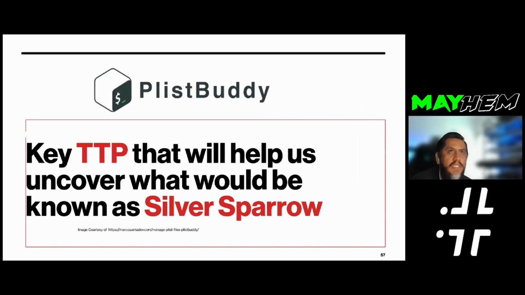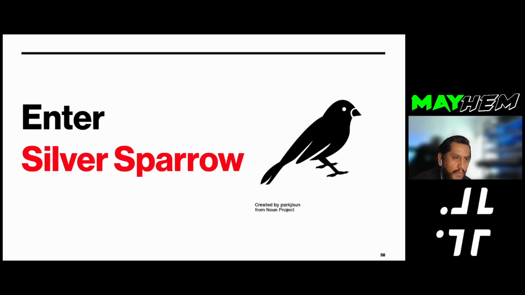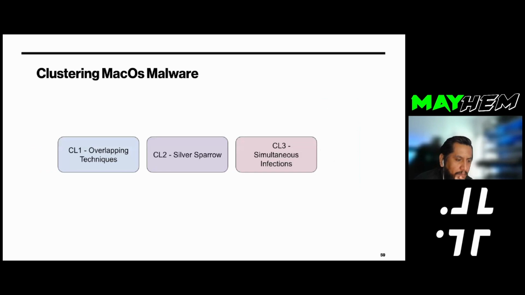So this is important, because this plistbuddy activity became a key TTP that helped us uncover what would be known as Silver Sparrow. So let's dive into Silver Sparrow. Let's talk about what that is, what we knew, and what maybe we can tell you now that wasn't clear in the beginning.